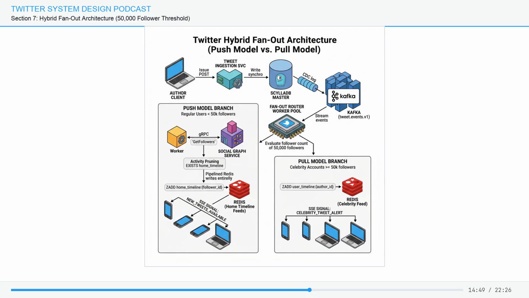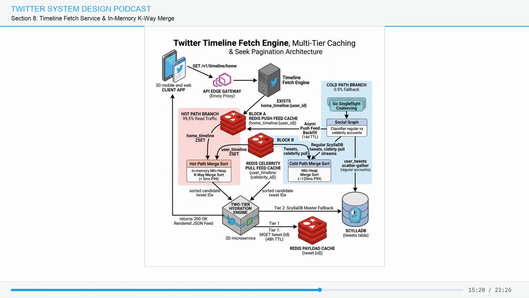If you connect this to the bigger picture, it protects the active infrastructure from being bogged down by the dead weight of dormant accounts. Okay, so the routing is brilliant. We have regular tweets being aggressively pushed into our pre-computed Redis feeds and celebrity tweets sitting in their own separate, isolated buckets. Right. But when you, the listener, actually swipe down on your screen, you don't see two different buckets. You see one seamless, perfectly blended feed. How does the app stitch those pushed regular tweets and those pulled celebrity tweets together so perfectly without taking seconds to load?